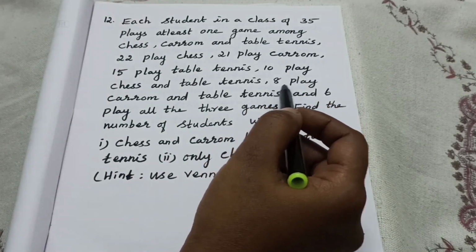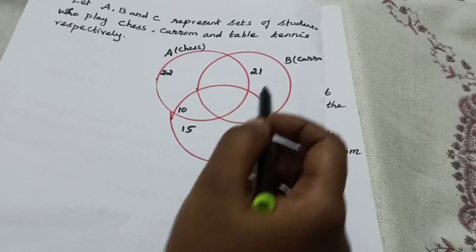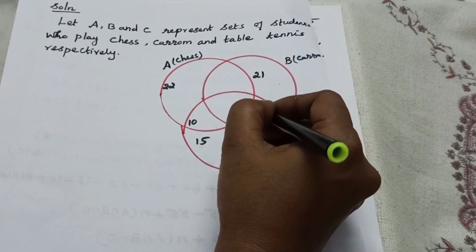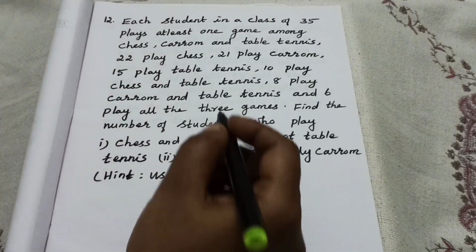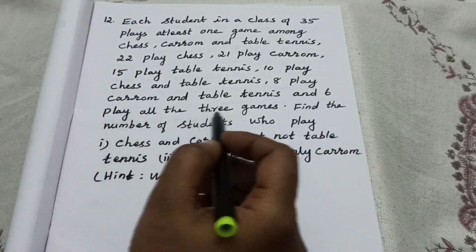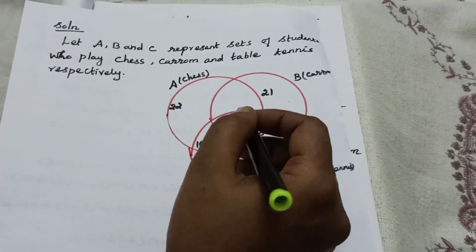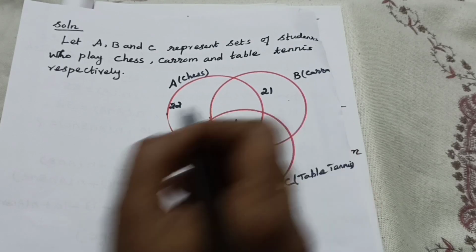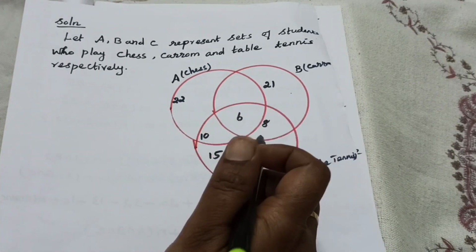Then next one, 8 play carom and table tennis. Carom and table tennis, how many of them? 8 of them. Okay. Then 6 play all the 3 games. All the 3 games means it will come in the middle portion. Okay, 6 of them play all the 3 games.